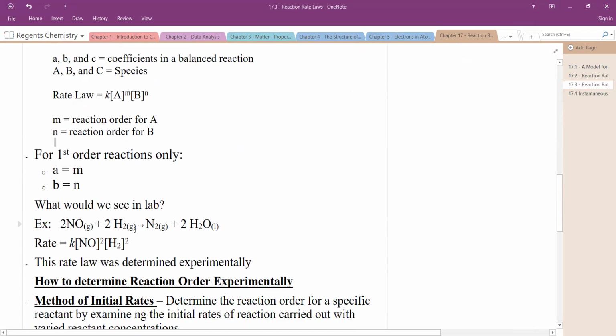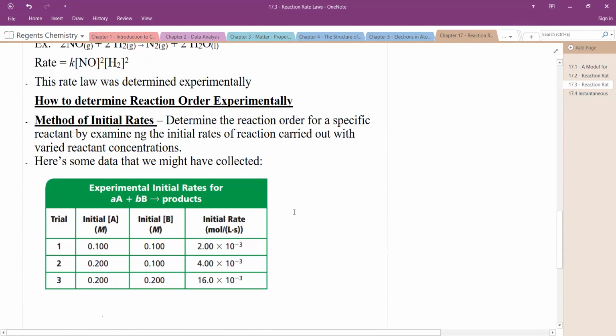And so an actual example, which we can't do because we don't have a nitrogen monoxide tank, but one that can be done in lab fairly easily, is for somebody to combine nitrogen monoxide with hydrogen gas and form nitrogen gas plus some water. And they've done this experimentally, and what they found is that our rate is equal to some constant times the concentration of our nitrogen monoxide raised to the power of 2 times our concentration of hydrogen gas also raised to the power of 2. Right. So this tells us that this is a first order reaction because we have our coefficients being found in our rate law. Okay. All right.